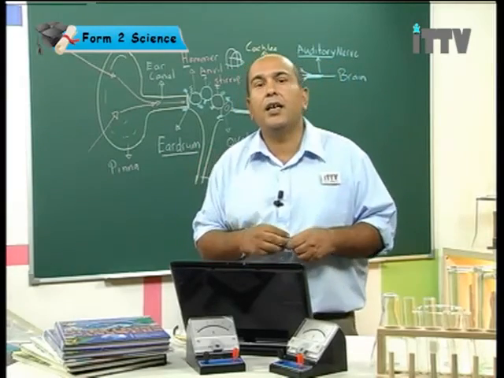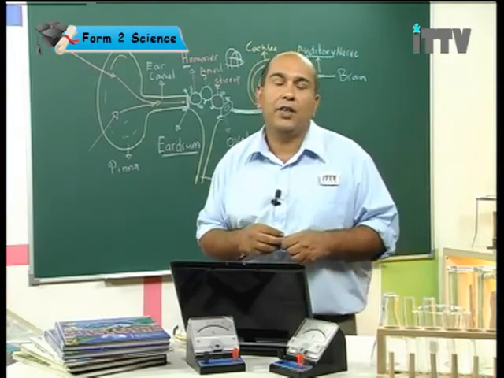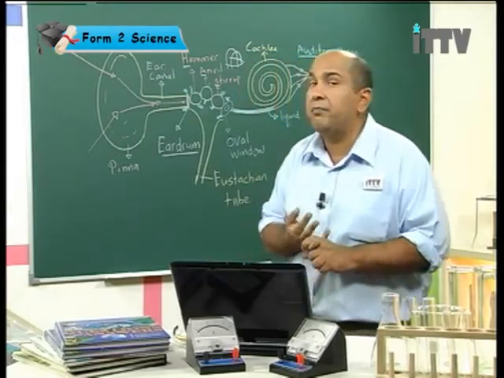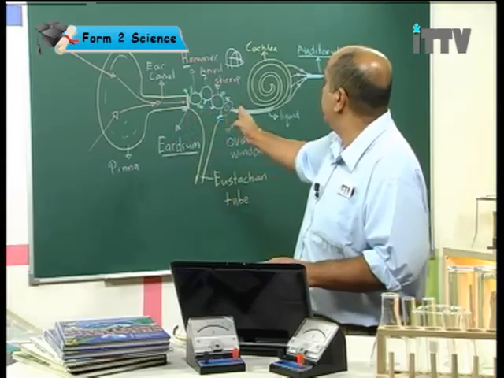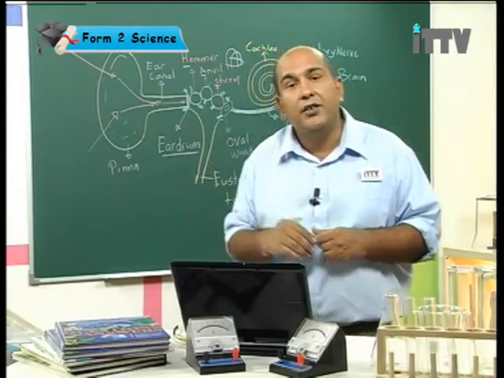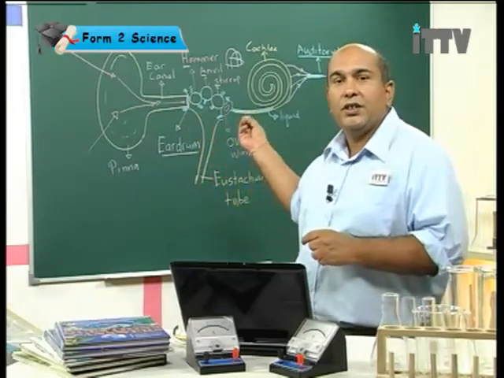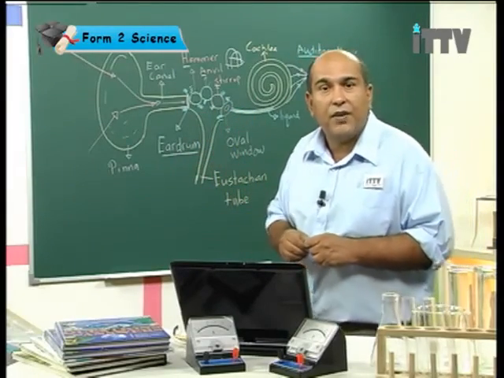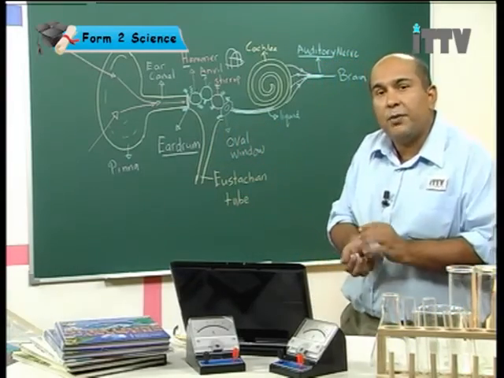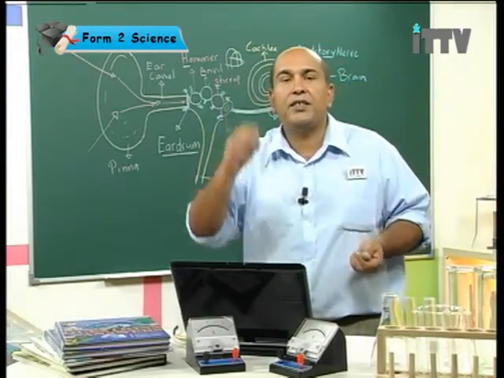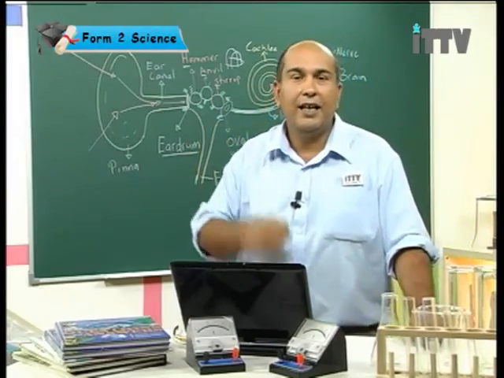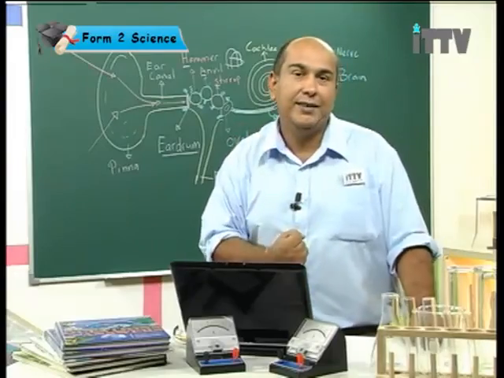So remember, the ear is the sense organ for hearing. It detects the stimulus of sound. It's got three main parts: the outer, middle, and inner ear. As the sound comes in, it causes the eardrum to vibrate, which causes the three ossicles to vibrate, in turn, which causes the liquid in the cochlea to vibrate. The cochlea fires messages that are taken by the auditory nerve to the brain, and you can hear me speak.